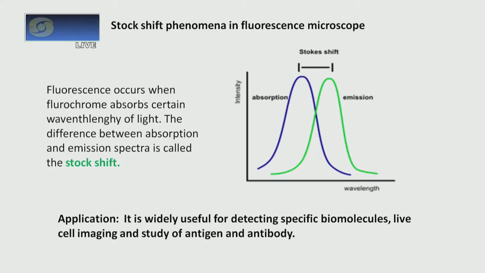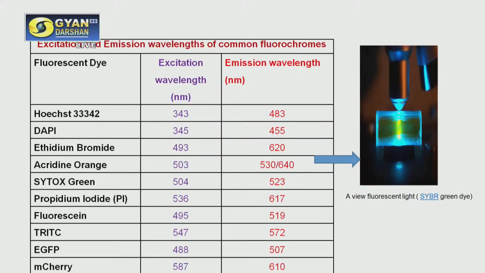Here you can see the figure of the Stokes shift. The blue line is showing the absorption light, and the green line is showing the emission light. There is a difference between the wavelengths of the absorption light and the emission light. It means two different kinds of wavelength here. So fluorescence microscopy captures the higher wavelength of light that comes from the fluorescent labeled specimen. So what are fluorochromes?